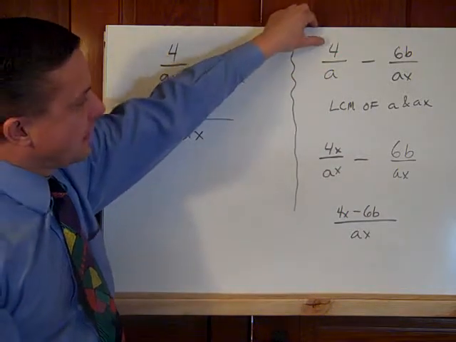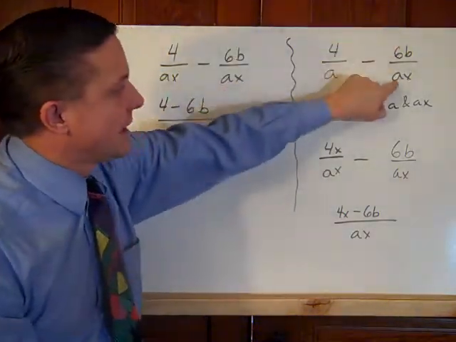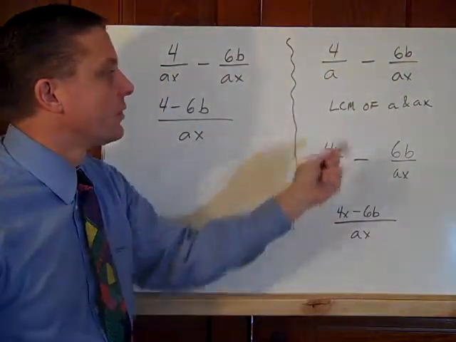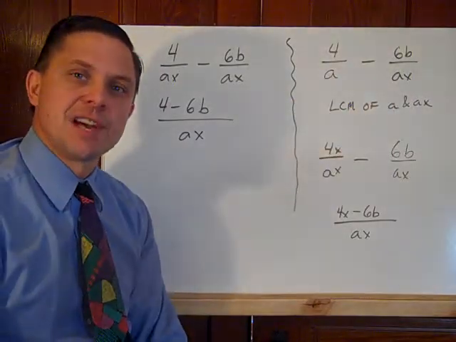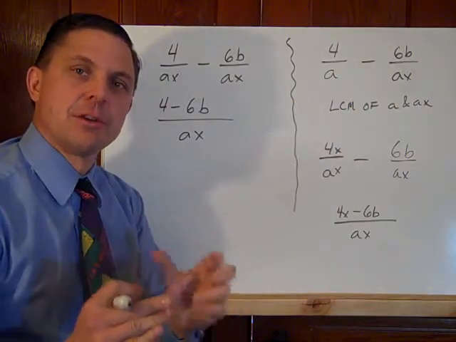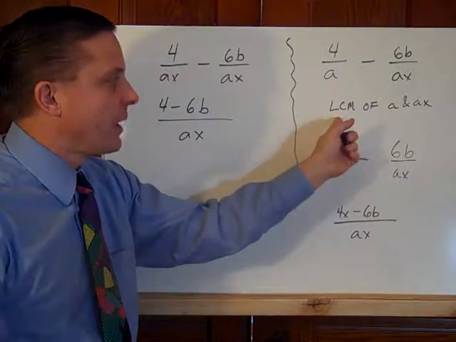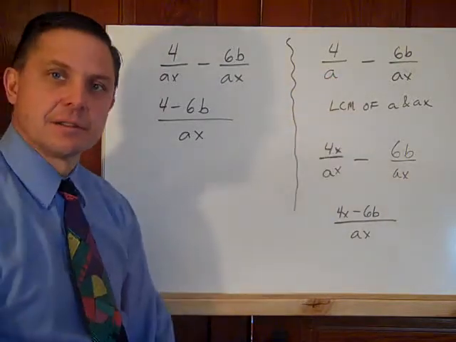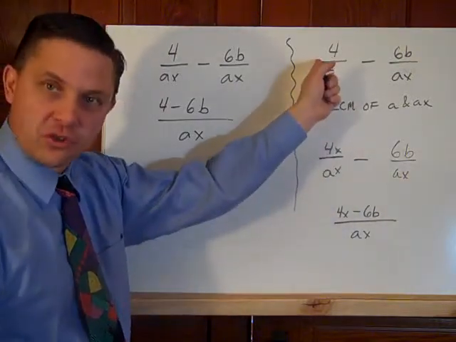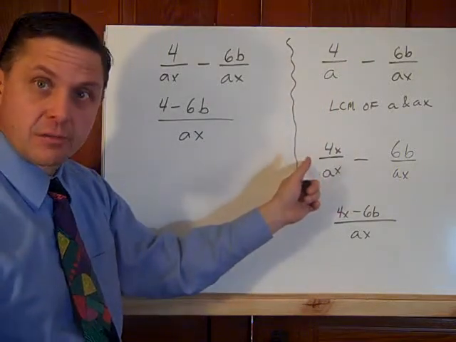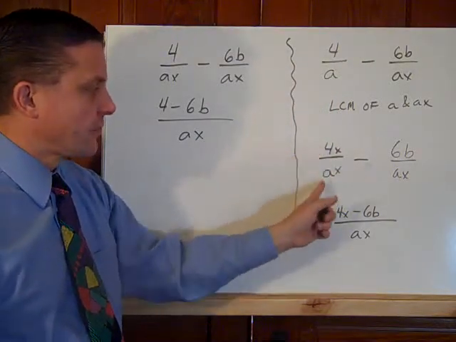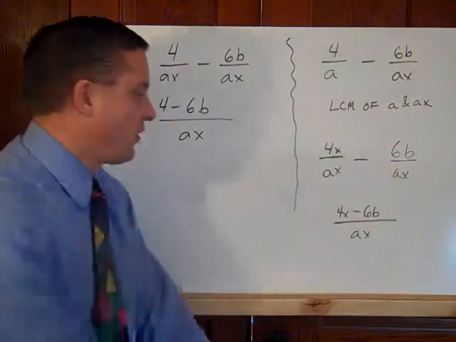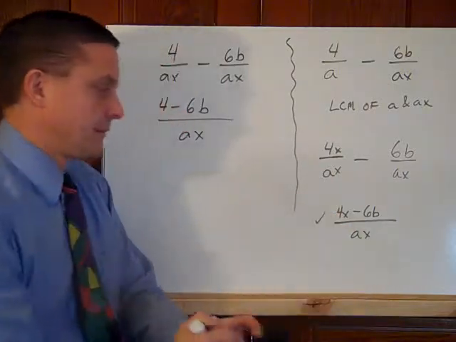Very important for us as we go forward. On the other side here, I have 4 over a minus 6b over ax. Almost the same, except you notice the denominators aren't the same. And the question becomes, if I'm going to subtract these, I have to have a common denominator, so I need the least common denominator, or the least common multiple of a and ax. Well, what I'm missing on the a is an x. So I multiply the top and bottom of the first term, and only the first term, by x, one of our algebra rules, and I get 4x over ax minus 6b over ax. The denominators are the same, thus we can write this.